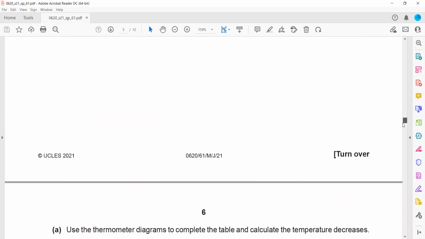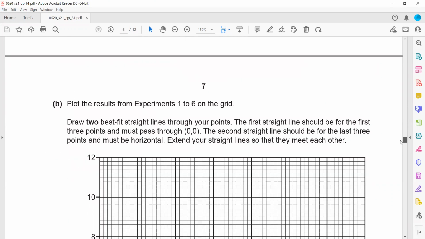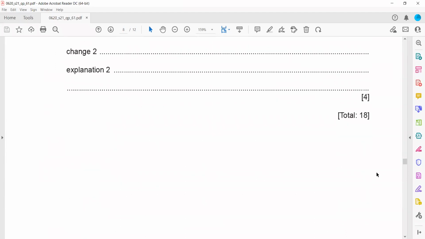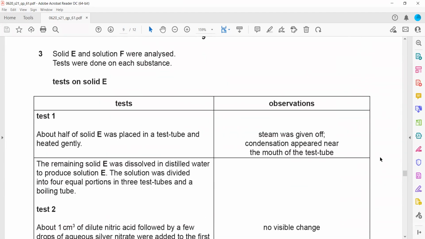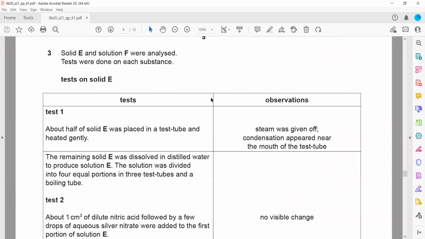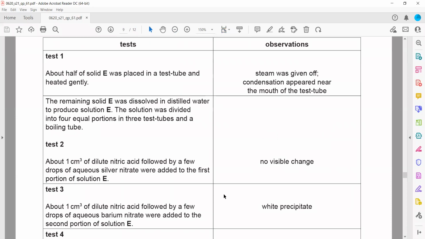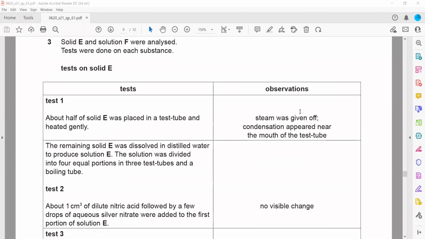What could be a possible substance? In the question, we have two substances: solid E and solution F. So two substances are there. One is solid E, another one is solution F.